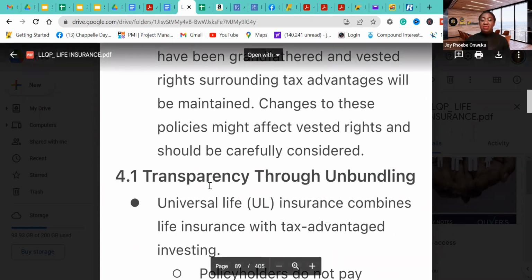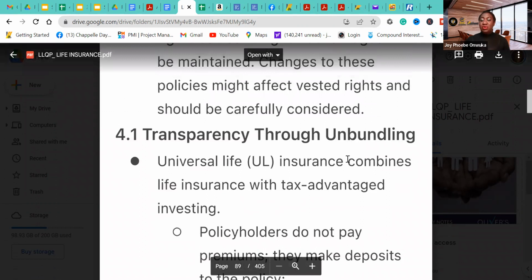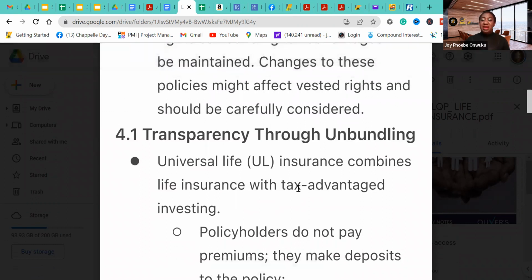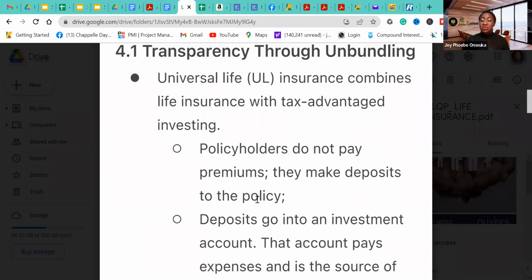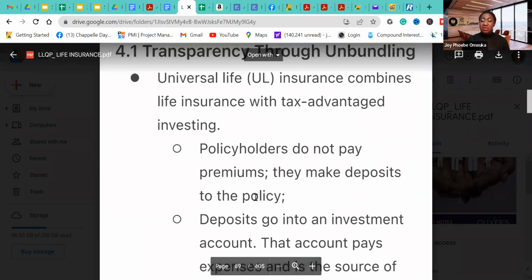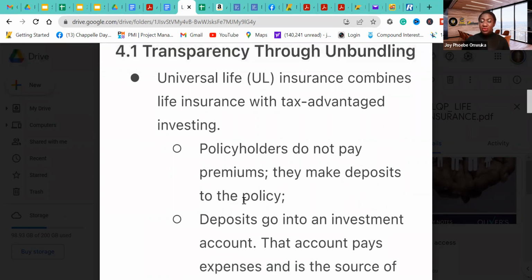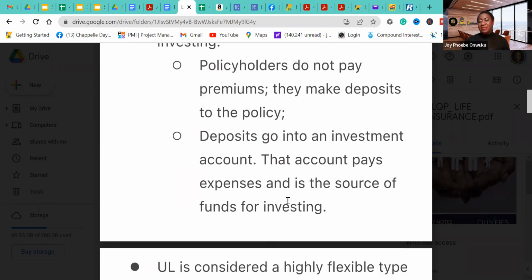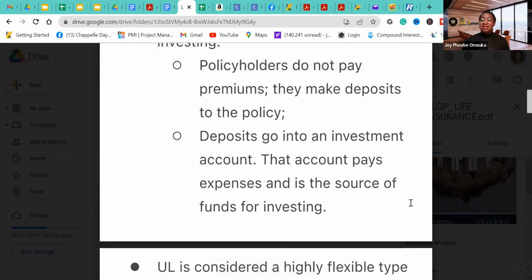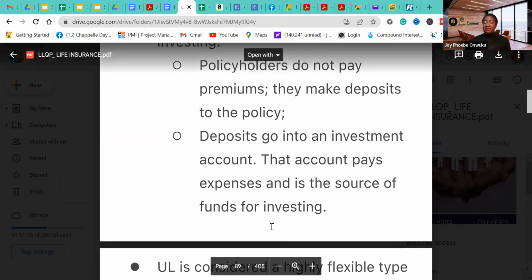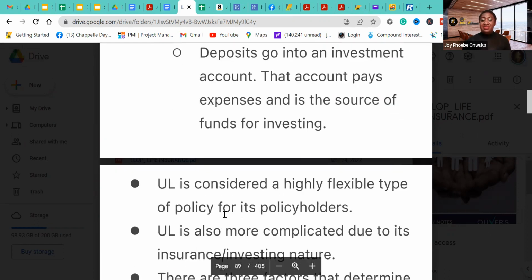Now we move on to transparency through unbundling. You see, universal life insurance combines life insurance with tax advantage investing. That is, policyholders do not pay premiums, they make deposits to the policy. The deposit goes into an investment account, and that account pays expenses and is the source of funds for the investing. Wow, you get that, right?